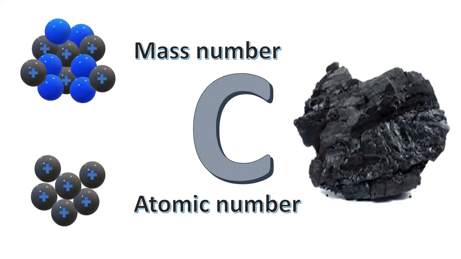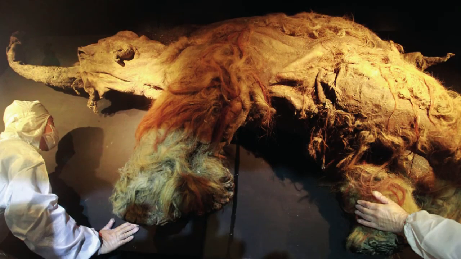Every element has a different proton number, but may have the same mass number. Because sometimes elements have more neutrons than protons, and we call those isotopes. Isotopes are naturally occurring radioactive atoms, and we can perform something called carbon dating from isotopes.